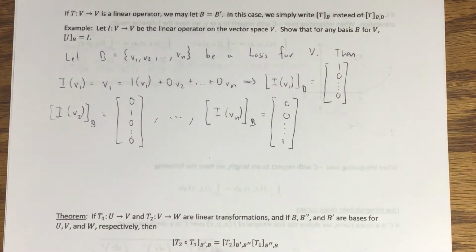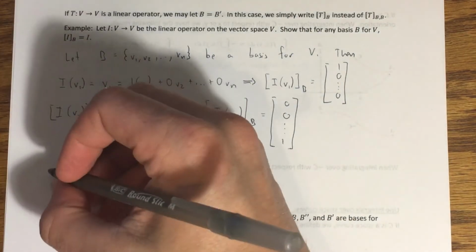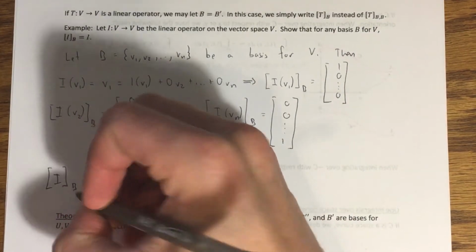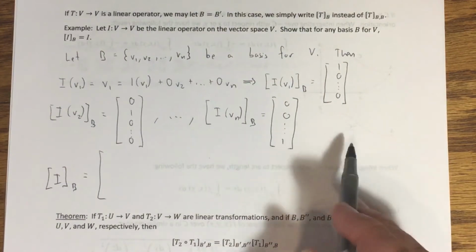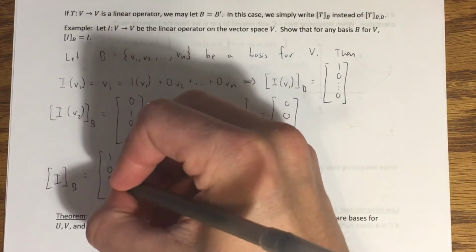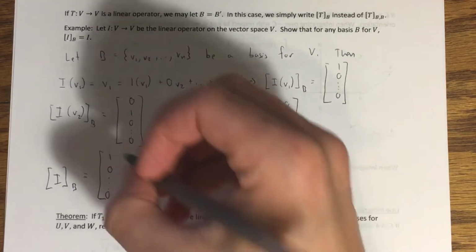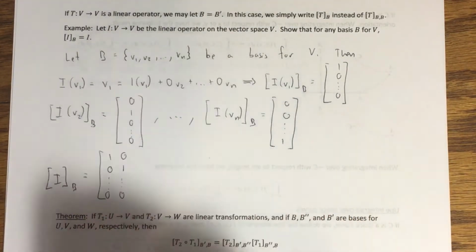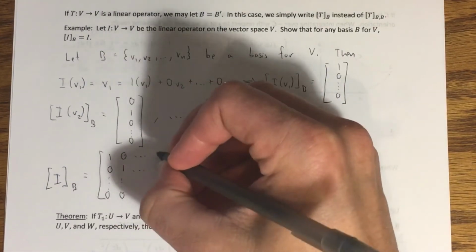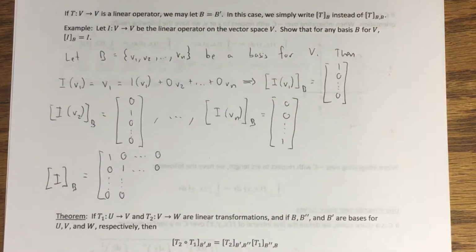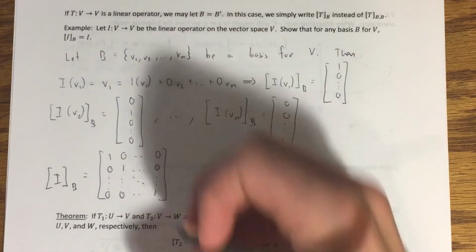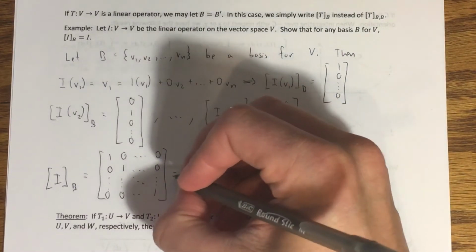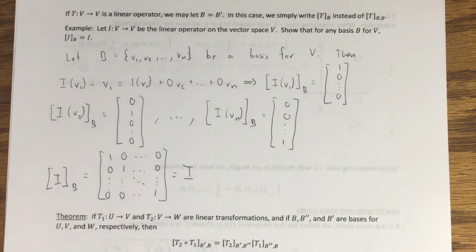Okay, so what does that mean for the matrix for this linear operator? Well, the matrix for I relative to B is going to equal the matrix that has these as its columns in this order. So 1, 0, 0, all the way down. And then 0, 1, 0, 0, all the way down. And then this continues. And the last column should be this one, zeros, all the way down to 1. Okay, but we know that matrix is the identity matrix. It's the n by n identity matrix. And so that shows what we wanted to show.